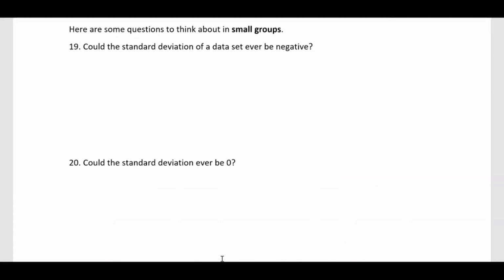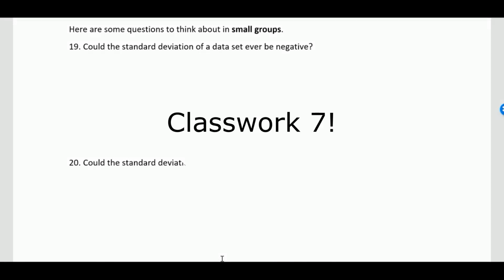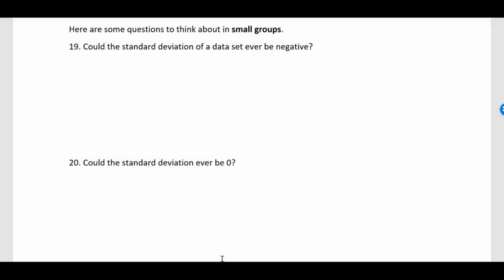I want to take a moment to go back to classwork 6, which was on standard deviation, and answer those couple of questions that were a little open-ended, more confusing, for those of you who may still be a little confused or not sure. So, number 19 from classwork 6 says, "Could the standard deviation of a data set ever be negative?"